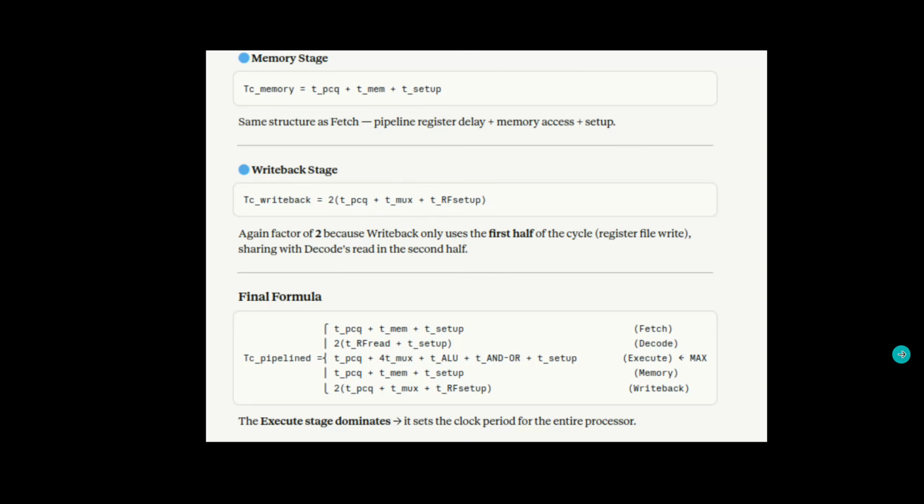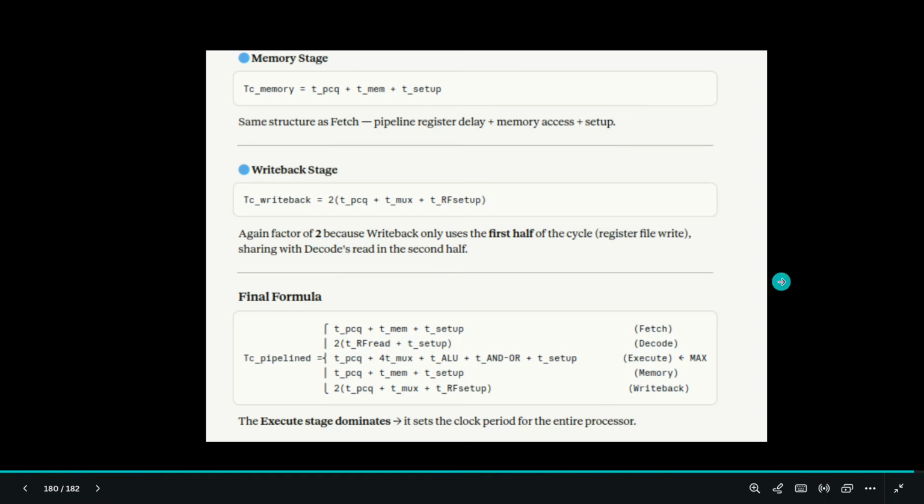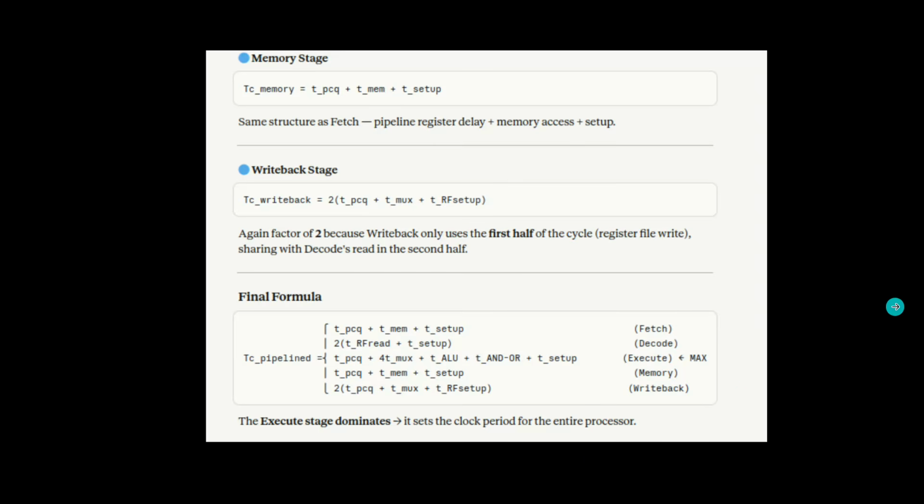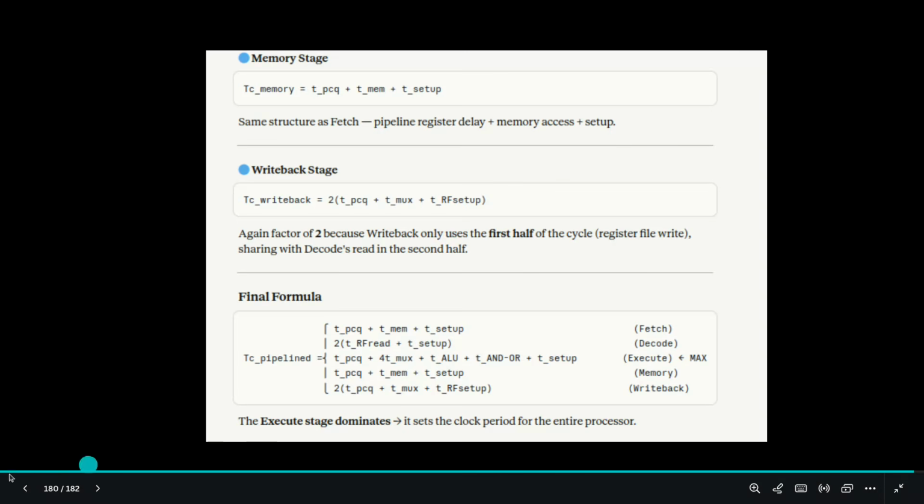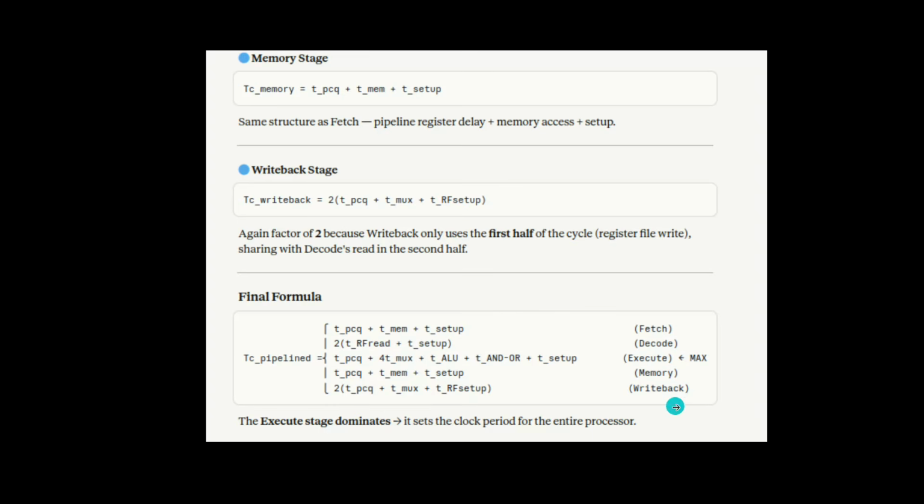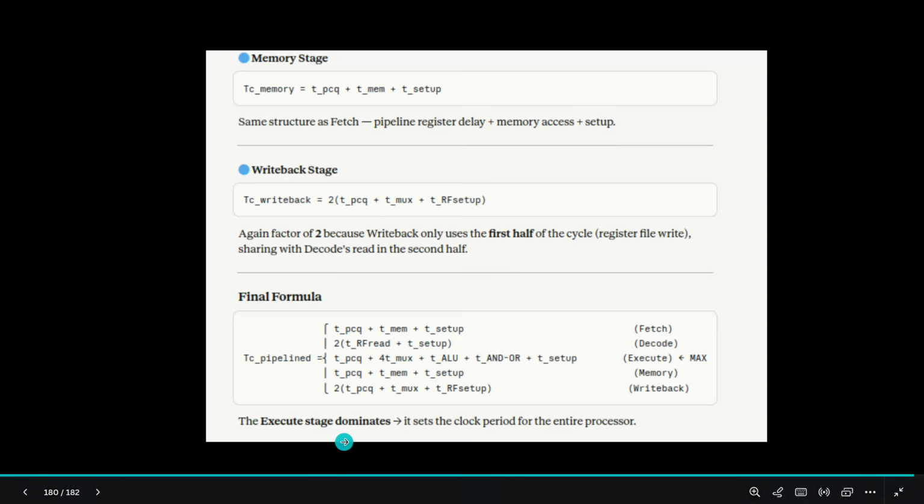Now for the memory stage, we know it is PCQ, memory, and setup. So this is the complete equation for fetch. This is the complete formula you have to understand for fetch, decode, execute, memory, and write back. First we have PCQ, memory, and setup. That is the same thing for the memory stage. Fetch and memory stage have kind of the same formula. You have to understand that. In decode and write back there is a factor of 2.